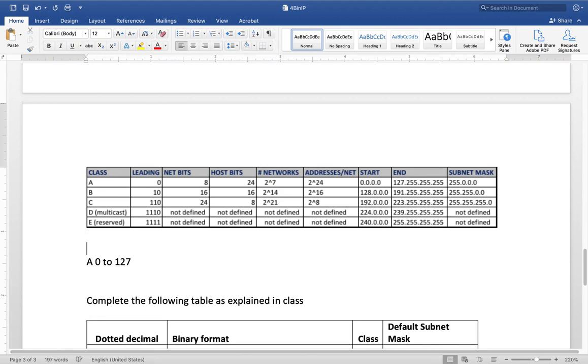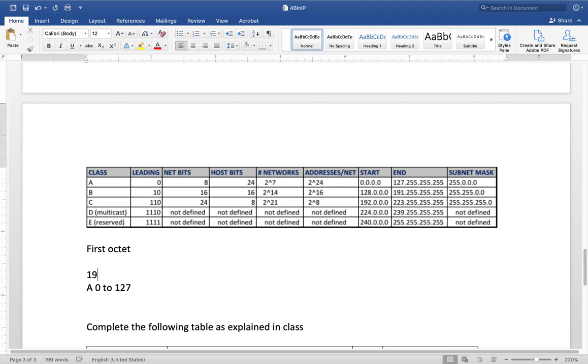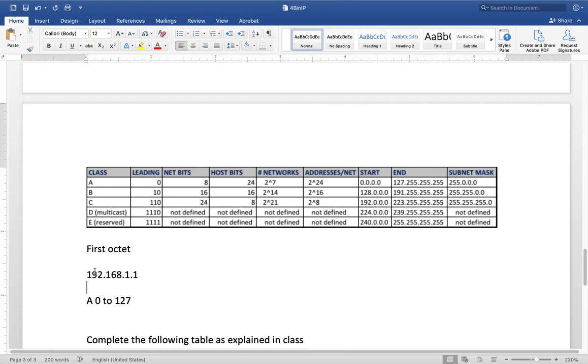Okay, so you can tell which class an IP address belongs to just by looking at the first octet. If you look at 192.168.1.1, then 192 is the first octet. So you can look at the first octet of the IP address and tell which class it belongs to. If the first octet is from 0 to 127, it is class A.